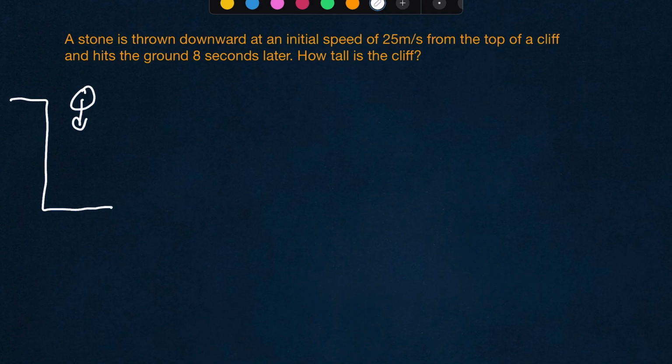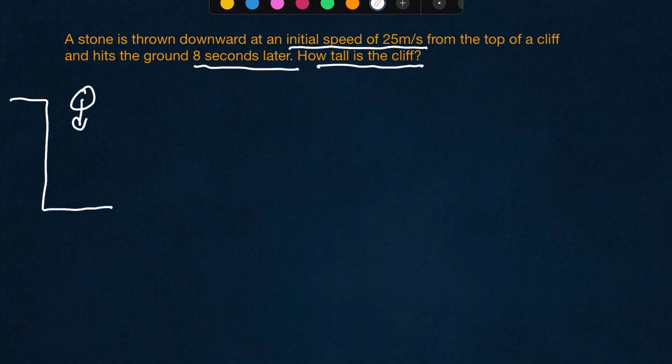Step 1 is it's always best practice to start any physics problem by listing out our knowns and our unknowns. To do this, let's read through the problem again and identify our knowns. A stone is thrown downward at an initial speed of 25 meters per second from the top of a cliff and hits the ground 8 seconds later. How tall is the cliff?